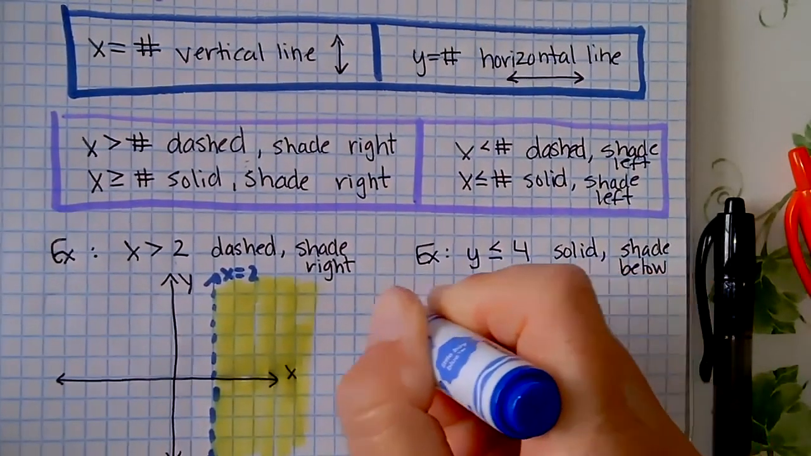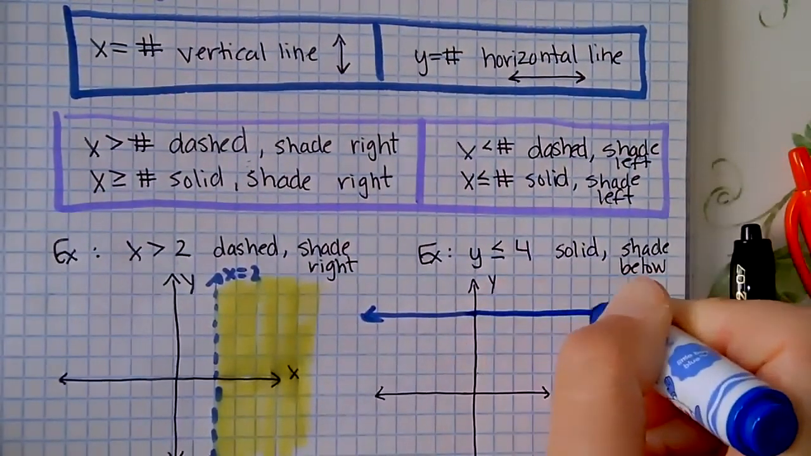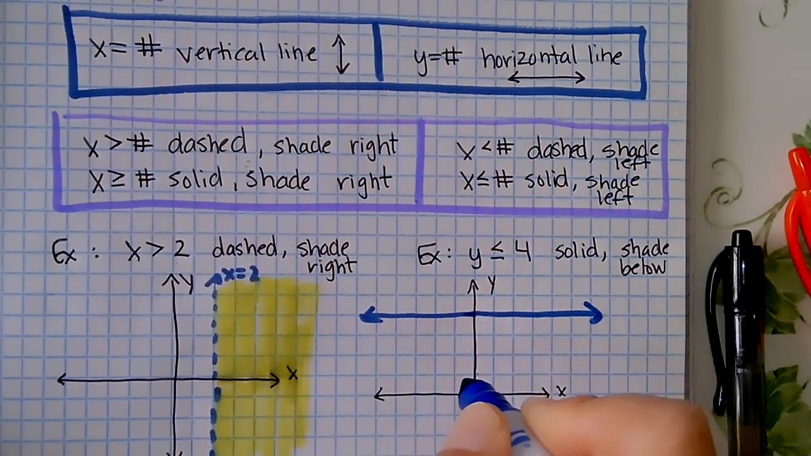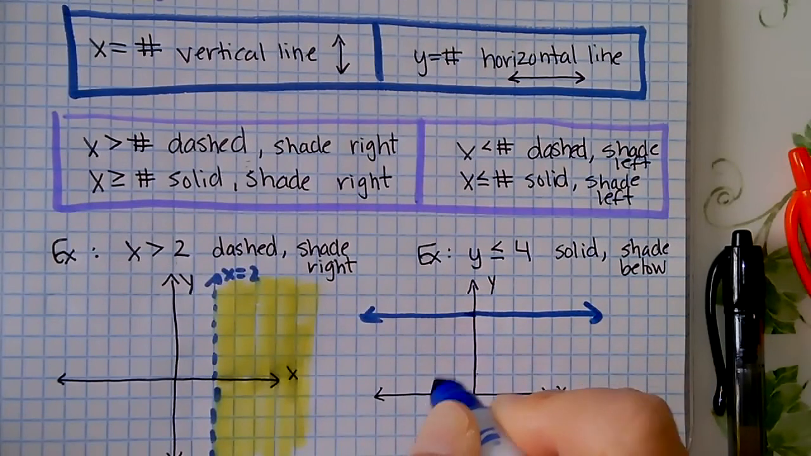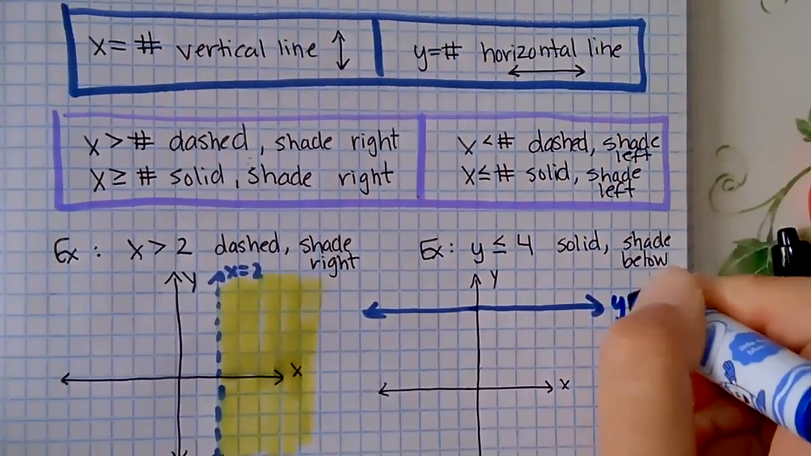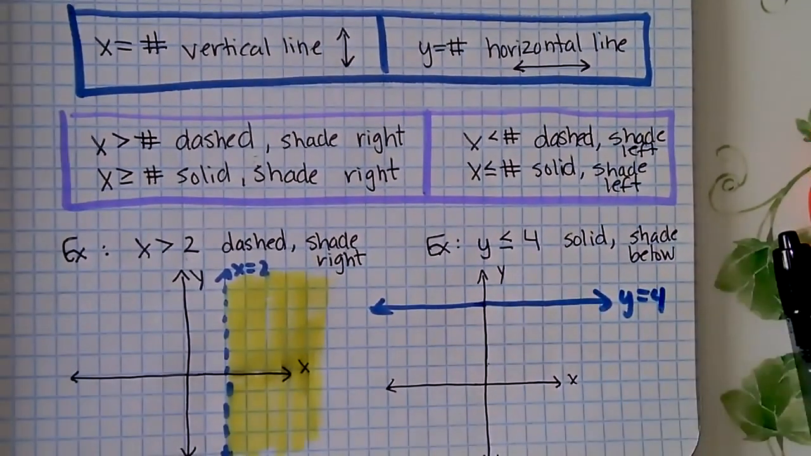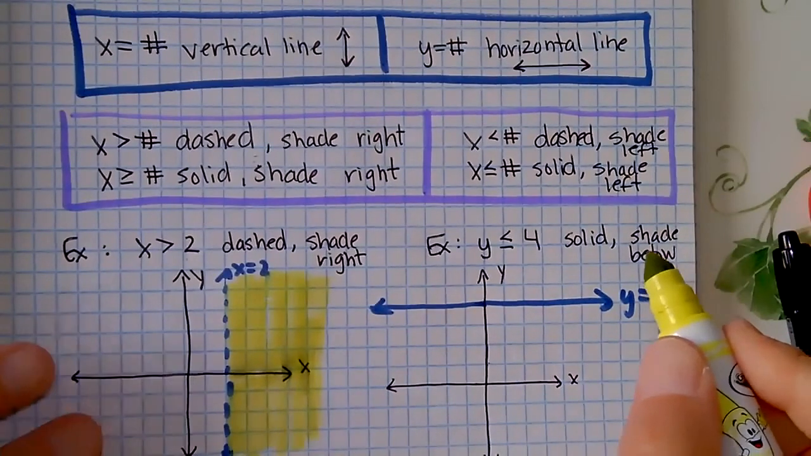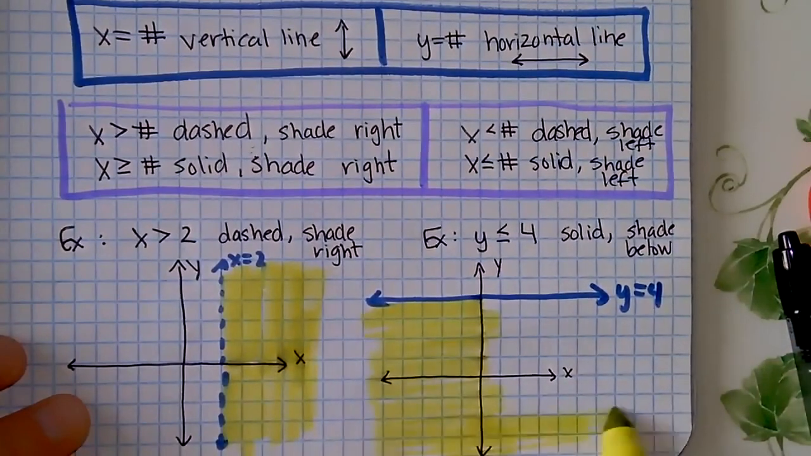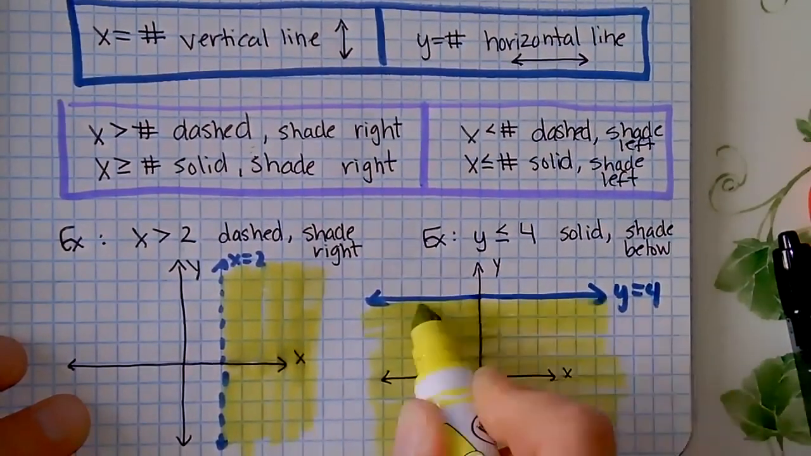And this is solid line all the way across. Everywhere here, my y is 4. 0, 4, -1, 4, -2, 4, 1, 4, and so forth. So this is where my y is 4. And then I want this to be less than. So it's going to be below, and that's going to be your graph.